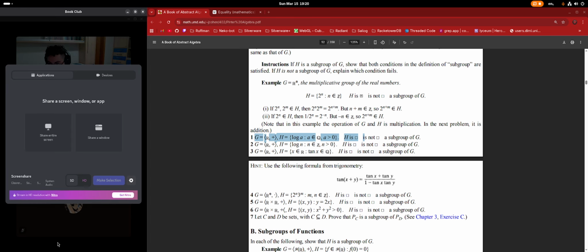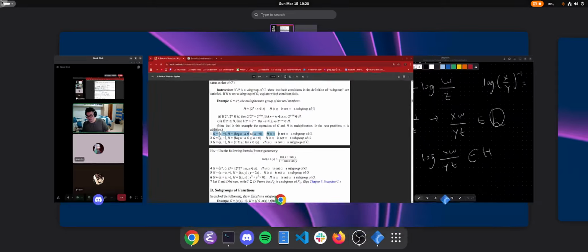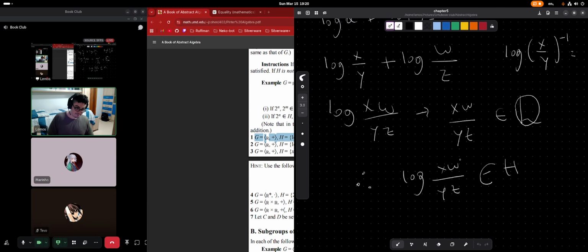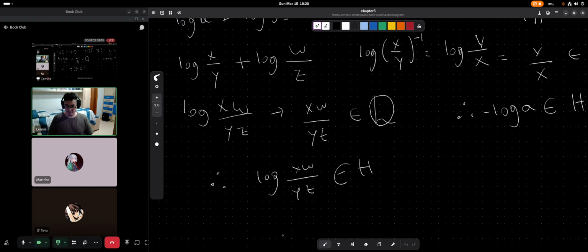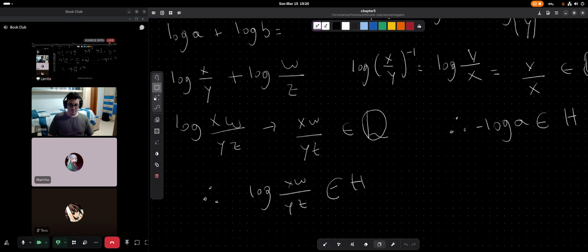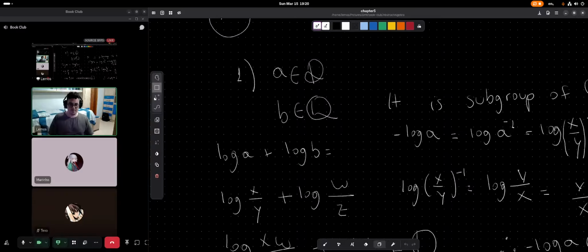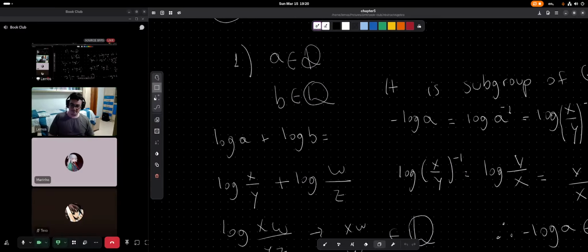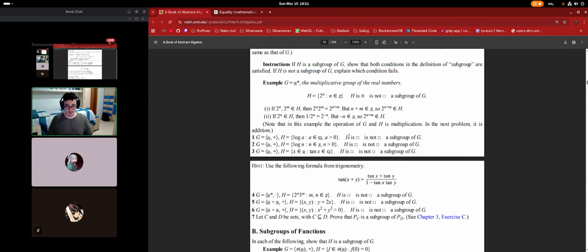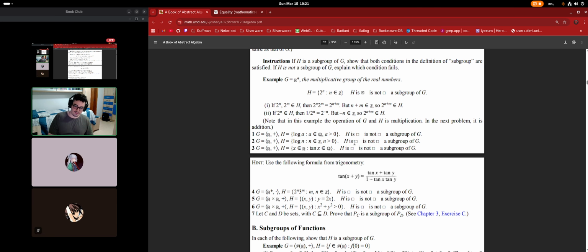share the entire screen. There we go. So I actually have the first one here. And well, nothing too surprising, I would say. So it's essentially you have to prove that log A, with A being the rationals greater than zero, is a subgroup of G.